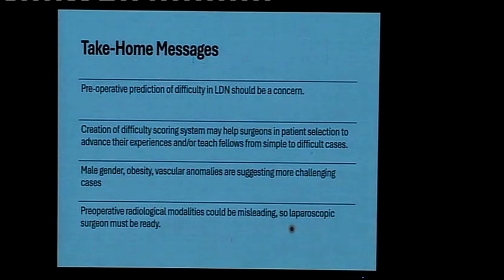And finally, my take-home message is that the preoperative prediction of difficulty in laparoscopic donor nephrectomy should be a concern. Creation of a difficulty scoring system can help surgeons in patient selection to advance their experience and/or to teach fellows from simple to difficult cases. Male gender, obesity, complex vascular anomalies are suggestive of more challenging cases, and the preoperative radiological modalities could be misleading, so the laparoscopic surgeon must be ready all the time.